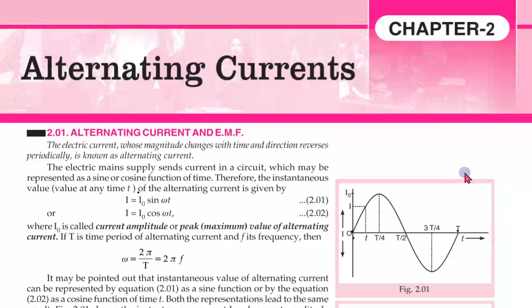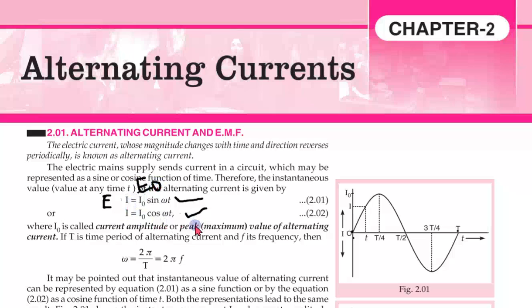Then alternating current or EMF can be represented by this type of equation. We can have two types of equations. One is sine equation, sine waves, and another is cosine waves. Then this I can be replaced with E. E stands for EMF. It's a potential difference.